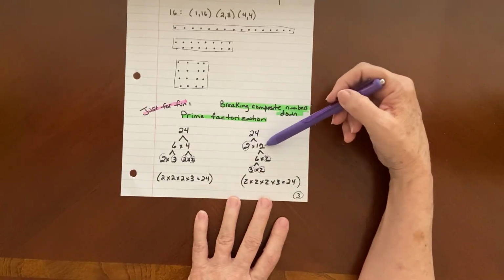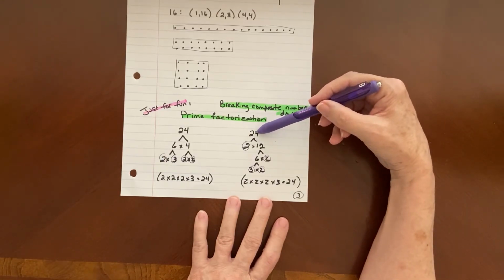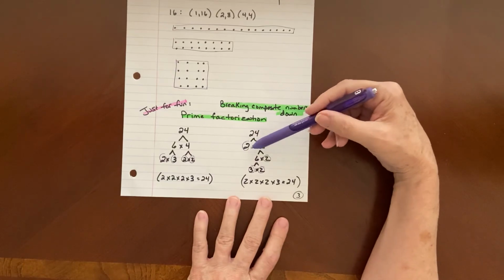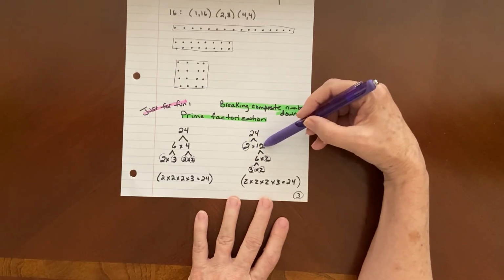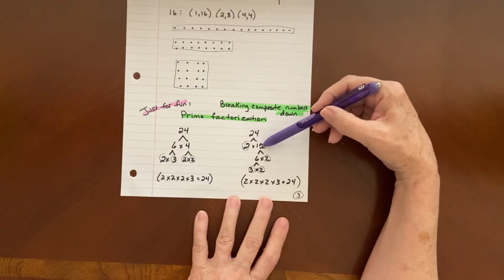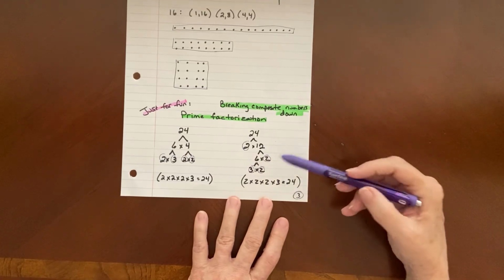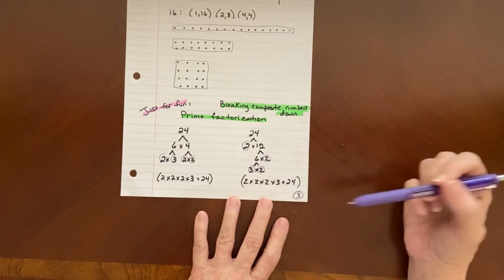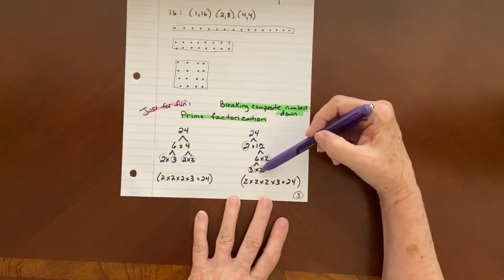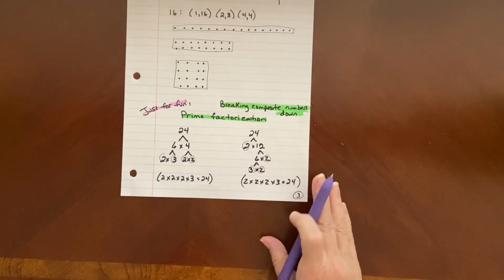I could use 2 and 12, and I'm going to get the same thing. If I break 24 into 2 times 12, well, 2 is a prime number, isn't it? So let's break 12 down. That's a composite number. 12 can be broken down into 6 times 2, right? Okay, so that's a prime number. So let's break 6 down. 3 times 2. And I still get 2 times 2 times 2 times 3 equals 24. So just a cool thing.